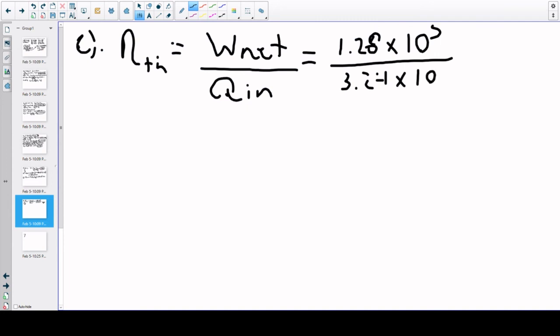And so your thermal efficiency, as I said, 0.388, 9. Never ending.